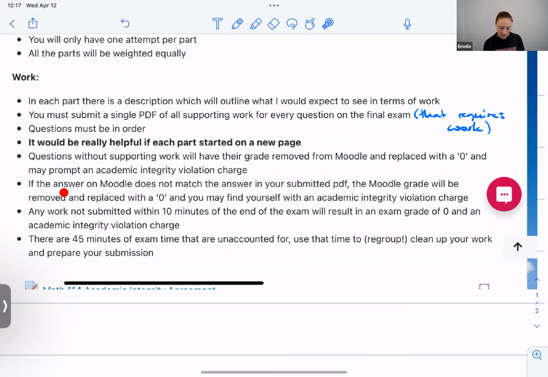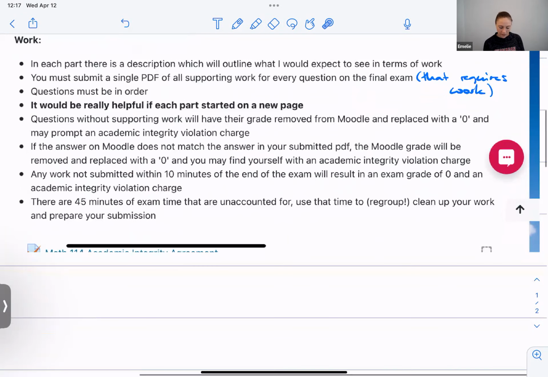But if it says you need to submit work, you have to submit work. If the answer on Moodle does not match the answer in your submitted PDF, then you'll get a 0 on that question, obviously.